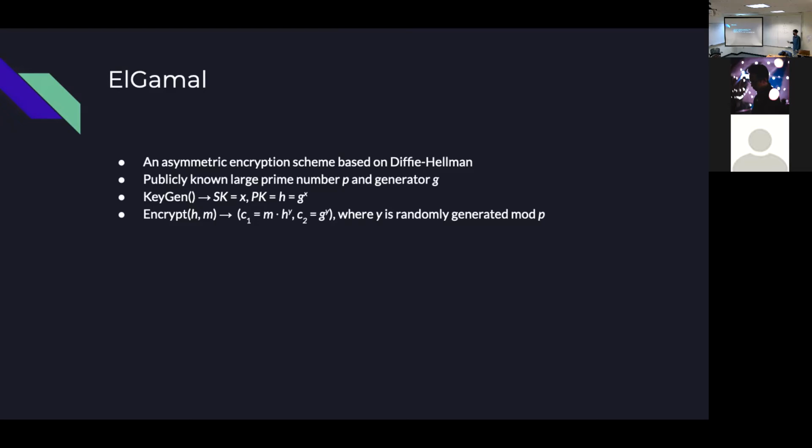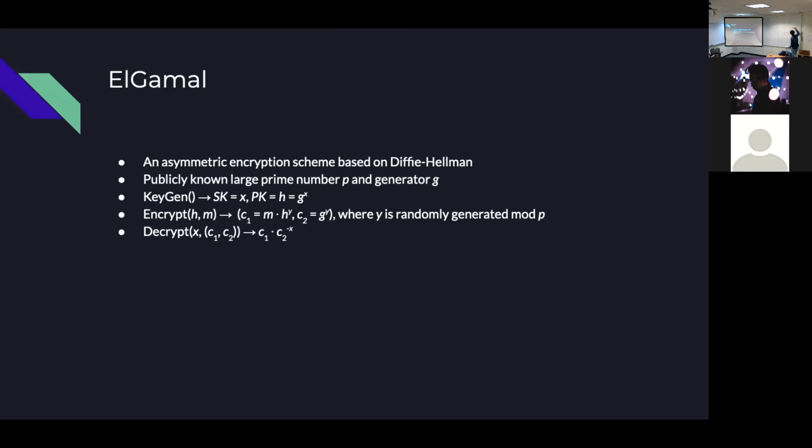And we know that for Bob to decrypt, he also needs G to the Y. So we're going to say our ciphertext is composed of two values here, C1, C2. C1 is going to be M times H to the Y, which is M times G to the XY. And C2 is going to be that G to the Y that we computed. All right.